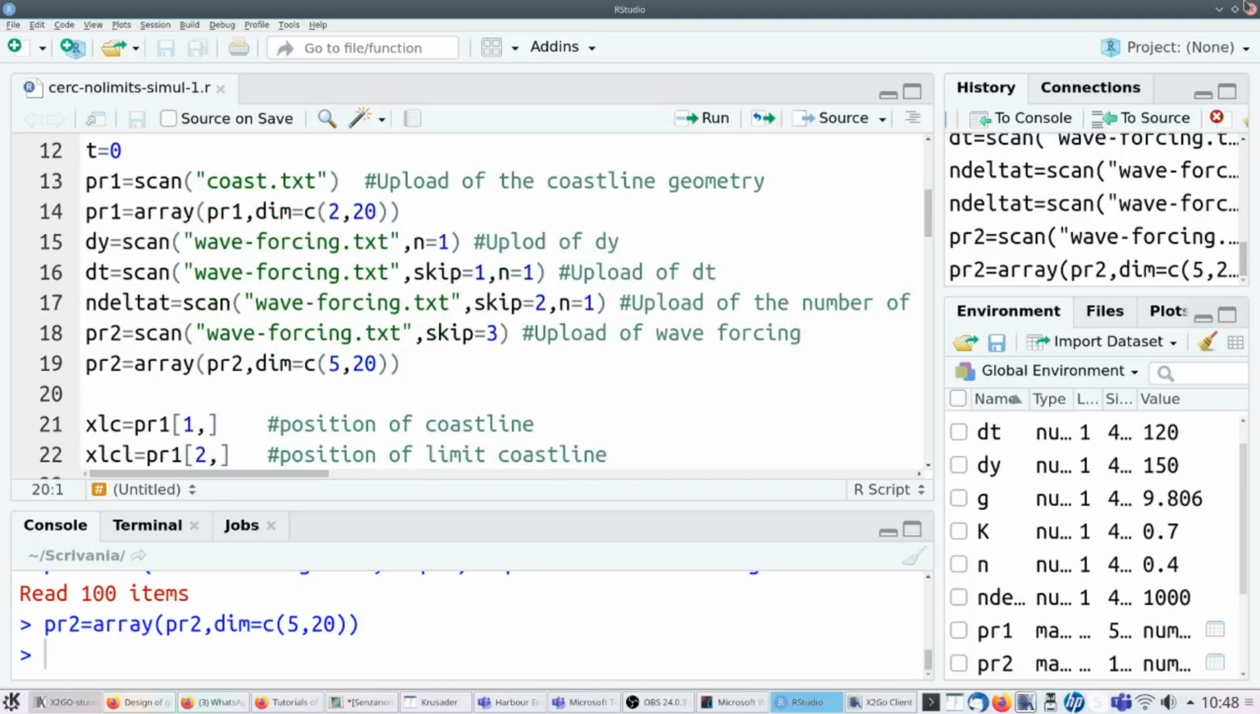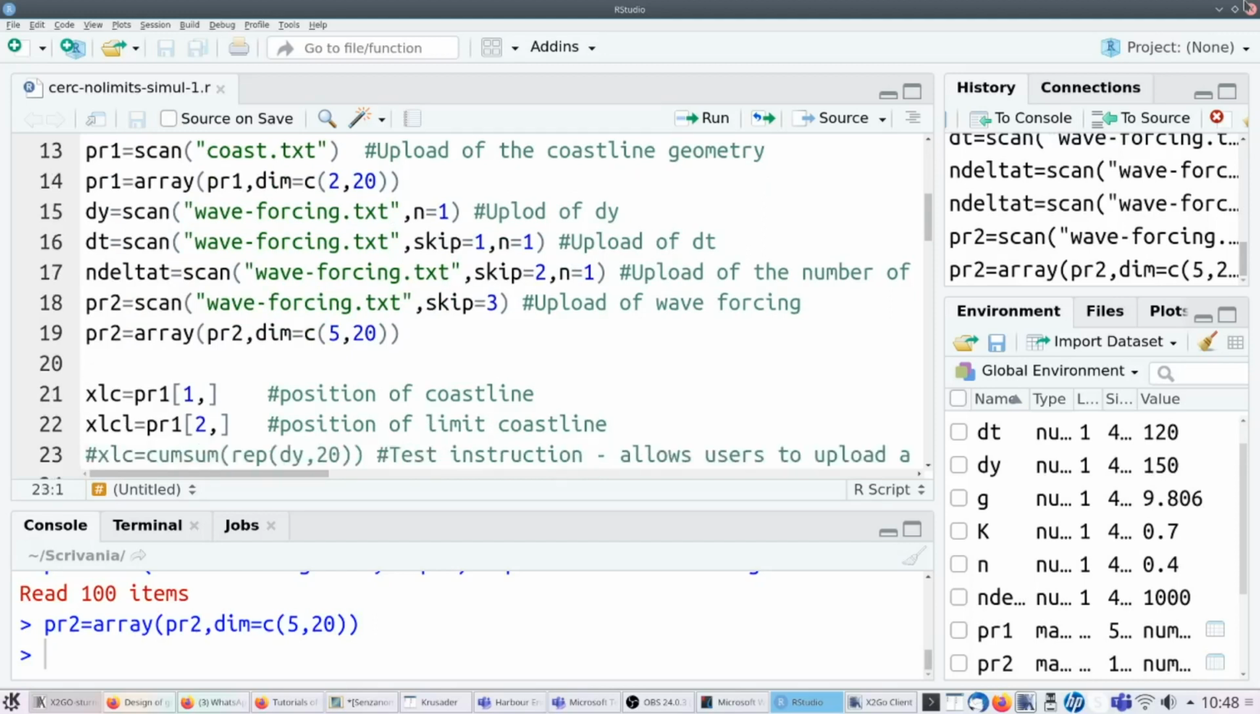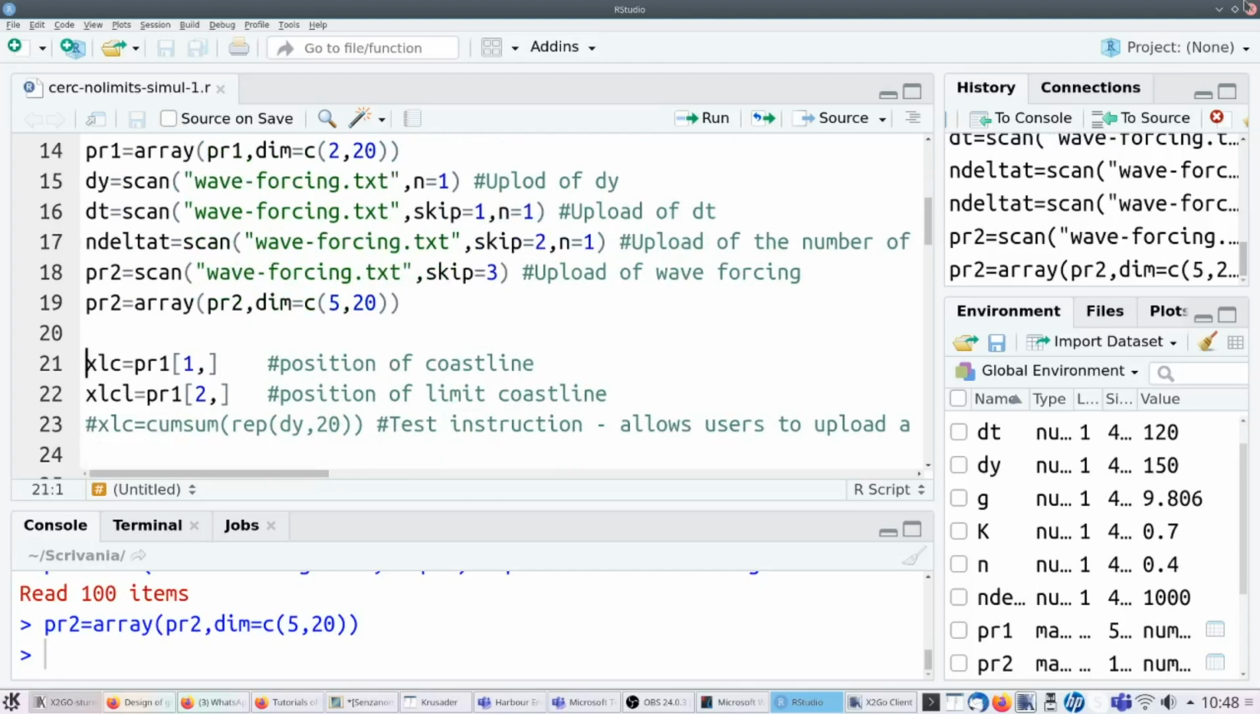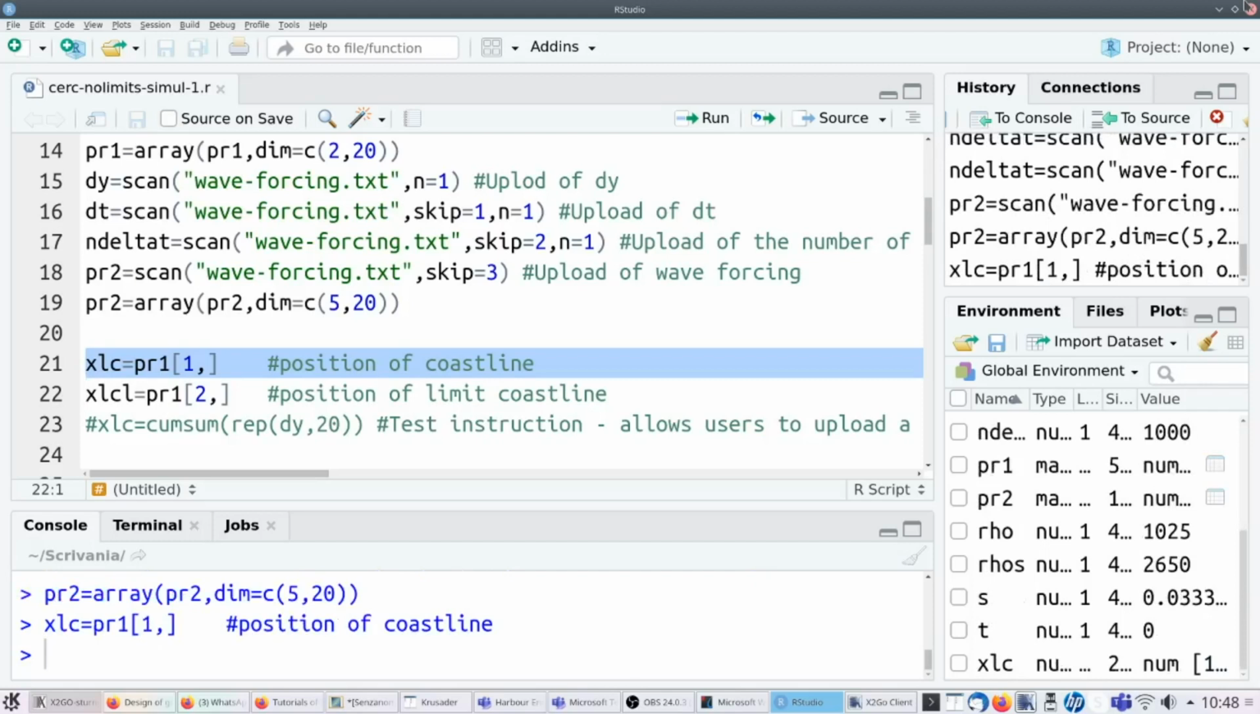Okay, now we have to start working on this data. We have to start managing it, and the first thing that I want to do is to put in a vector which I called XLC the position of the coastline, which is the first column of my coastline file. Okay, good.